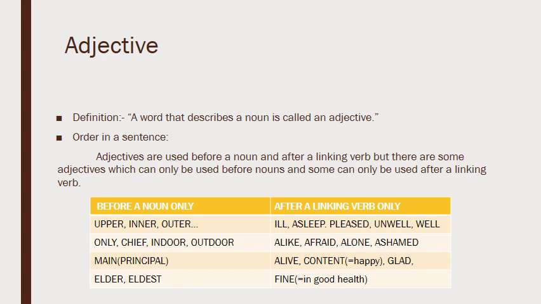Then you can notice here a list of the adjectives which are used after a linking verb only. These are ill, asleep, pleased, unwell, well, alike, afraid, alone, ashamed, alive, content means happy, glad, fine means in good health. So students, these adjectives cannot be used before a noun. For example, we can't say that a pleased boy. This would be wrong. These adjectives would be used only after the linking verb, means after is, am, are, was, were, etc.